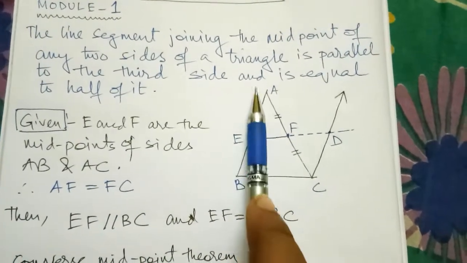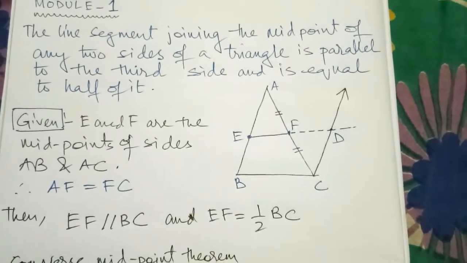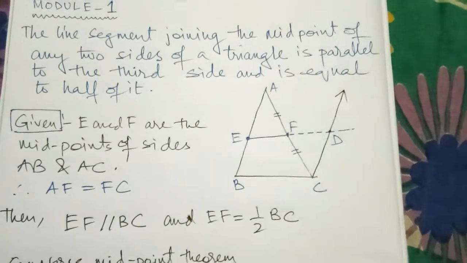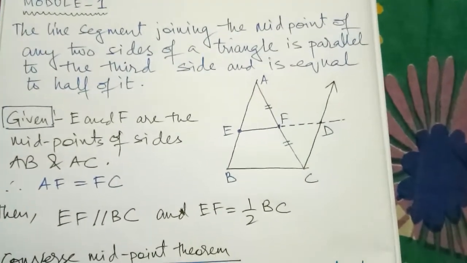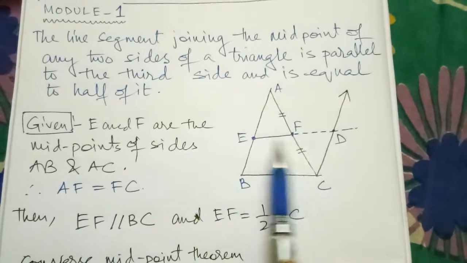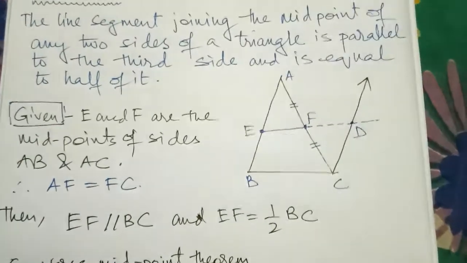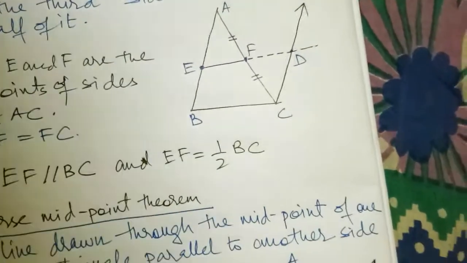Now from here I can write down AF equals FC, because F is the midpoint. Then from here we can write that EF is parallel to BC. This is the midpoint theorem only. And EF equals half of BC.